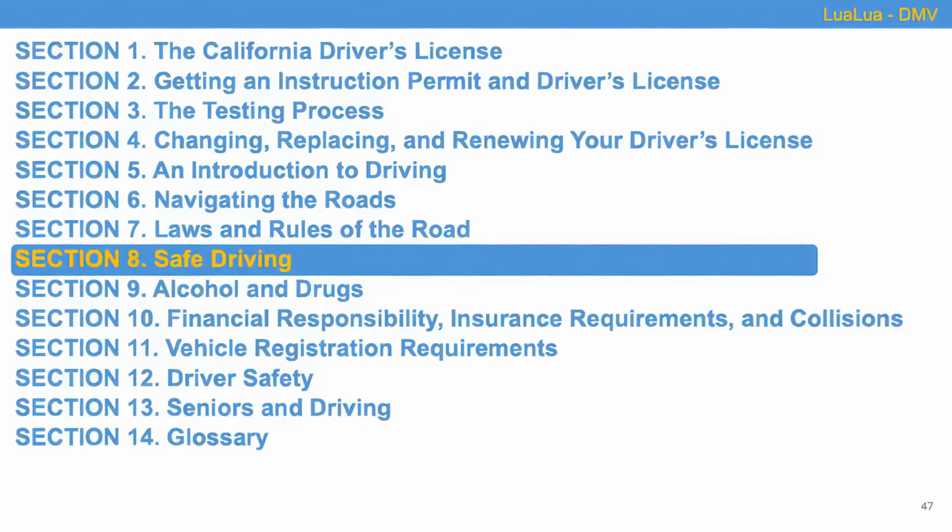Note: a child in a rear-facing child passenger restraint system may not ride in the front seat of an airbag-equipped vehicle. Children who are under 8 years old or who are less than 4 feet 9 inches tall: secure in a child passenger restraint system in a rear seat.